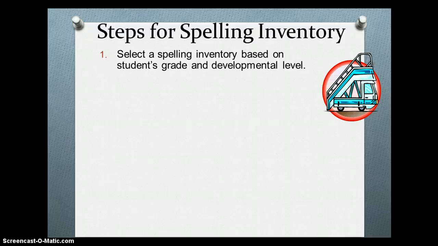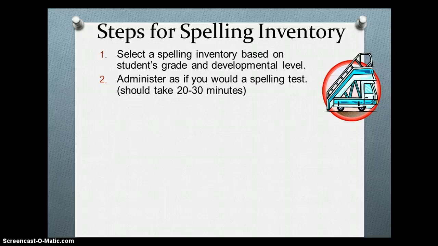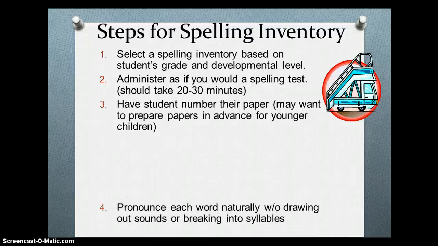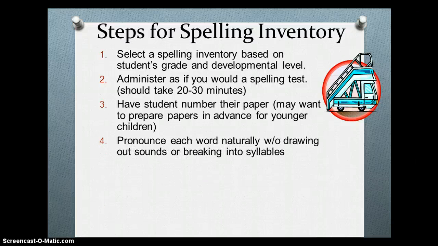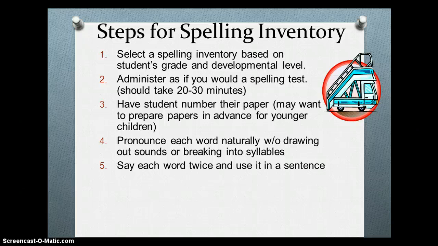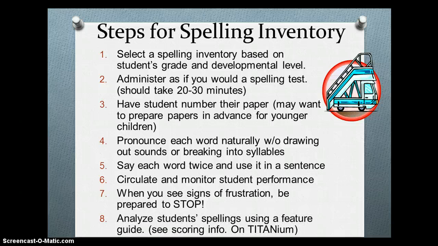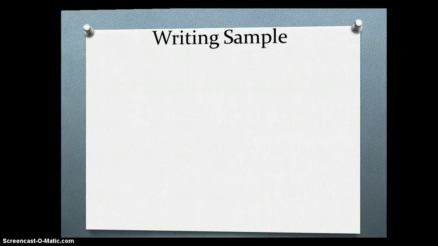Steps for the spelling inventory, pretty straightforward. You select which one you're going to give. You administer it as if you would a spelling test. You have the student number their paper. You may want to number it for them in advance. Make sure you pronounce each word naturally and don't draw out any sounds. Say each word twice, use it in a sentence, monitor their performance, stop if they become frustrated, and then make sure you go back and use the feature guide on week 7 to analyze the results.